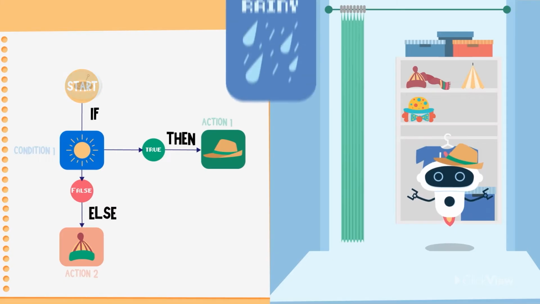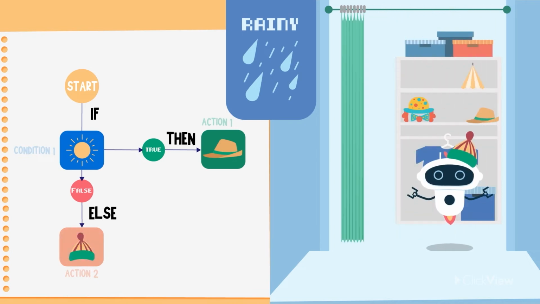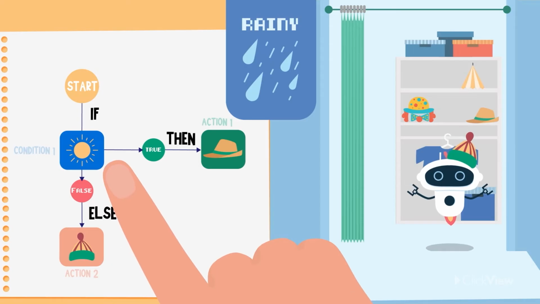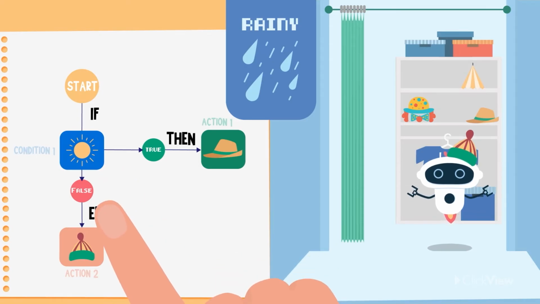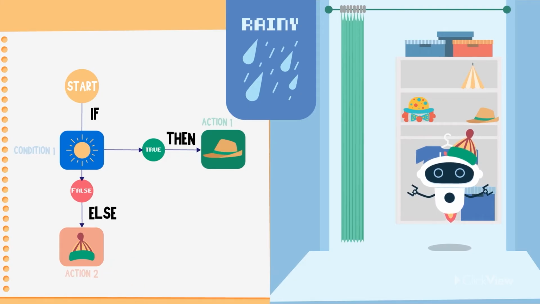Oh no, looks like it's going to be rainy. That doesn't look quite right, Algo. According to the statement, condition 1 is not true, so this action happens, which is to wear a beanie. Algo is just following the if-else statement. I think we need to add another condition so that it'll work for a rainy day.